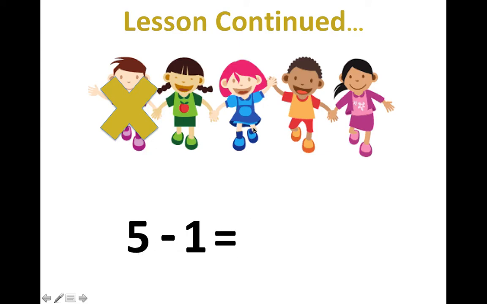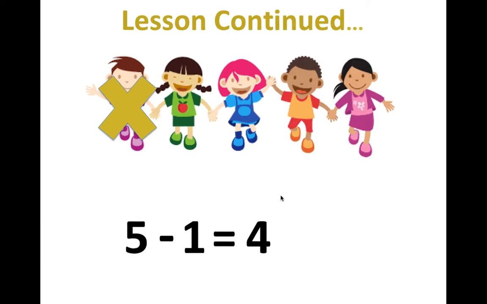So we started off with 5 kids. 1 went home. Let's count how many children are left. 1, 2, 3, 4. So when I click on the next button, it should say 4. Excellent. So it says 4. The way I would write it in a sentence form, in a math way, is 5 minus 1 equals 4.